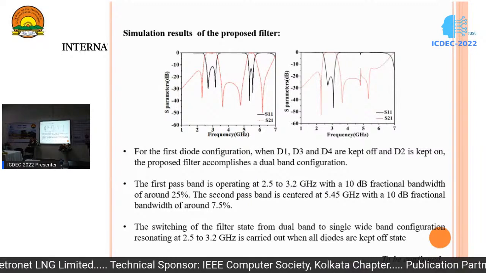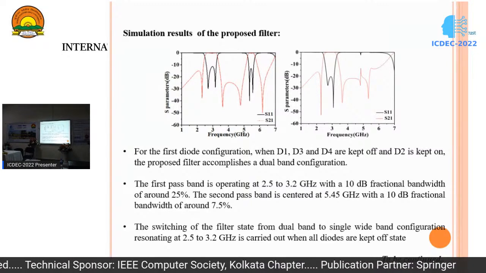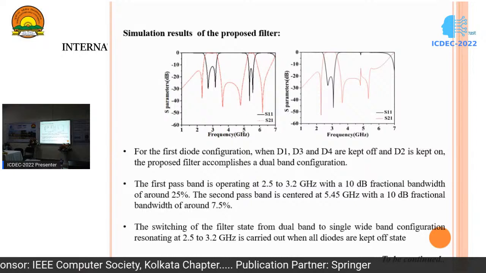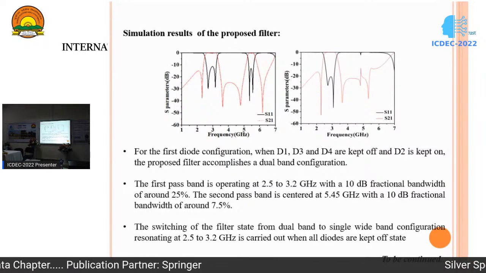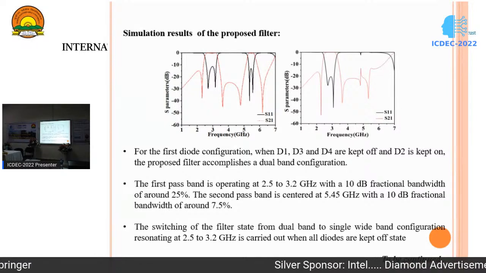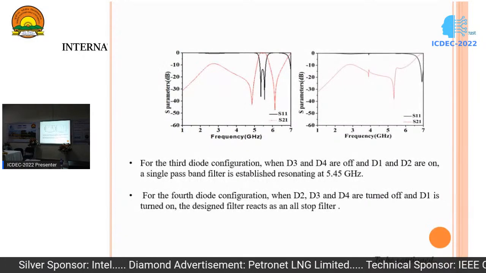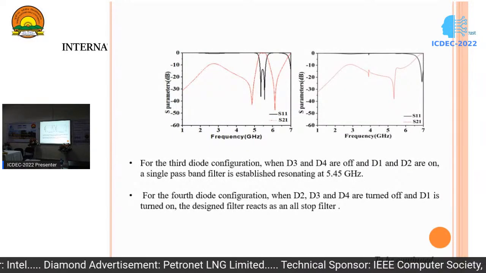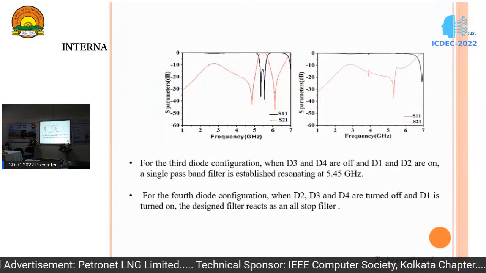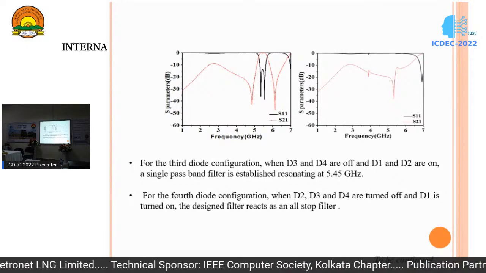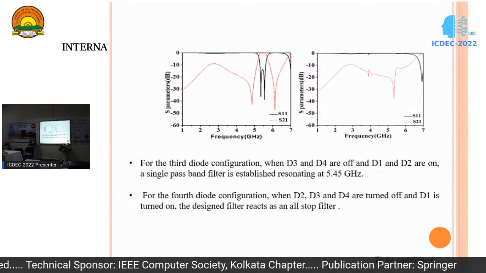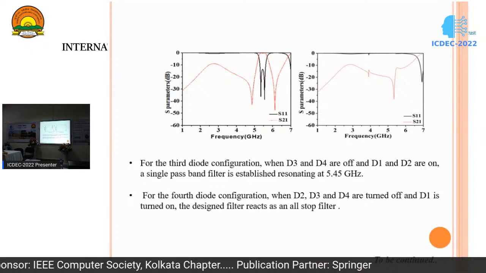Four transmission zeros are created. For the second type of configuration, you can see that when all the lights are off, it is giving the first configuration output. In this configuration, the structure is able to give wideband application. And for the third type of configuration, another single passband filter is achieved, where you can see that the resulting frequency is found at 5.45 gigahertz.